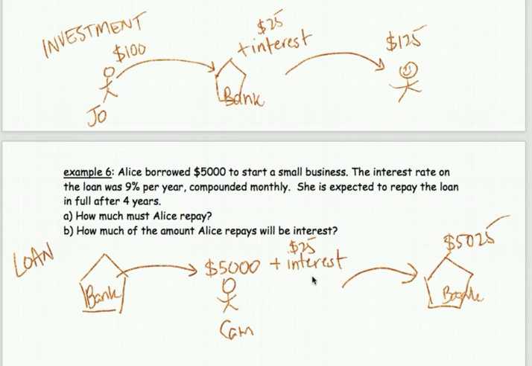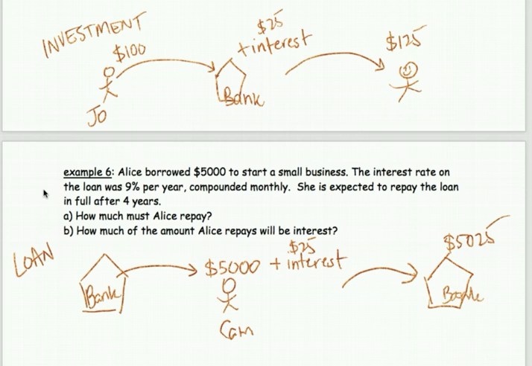But then Cam's got to give that money back. Well, Cam had it for 4 years, and there was some interest that accumulated on it. So when he returns it, he has to pay back more. So in this case, the bank made money by doing this process.